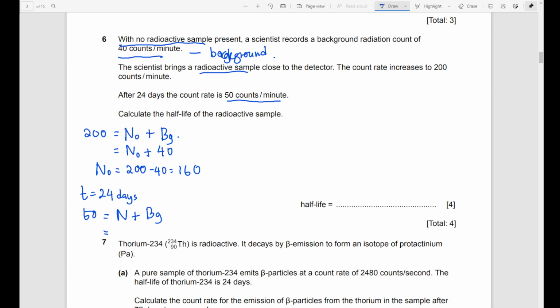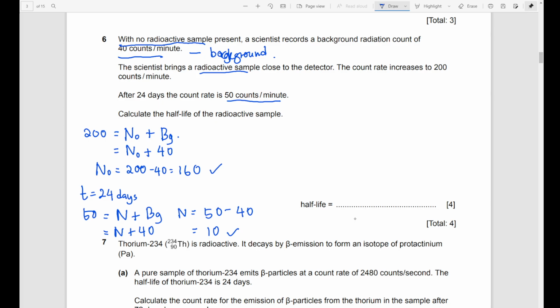Since the scientist is working at the same place, that means the background will be the same, which is 40 counts per minute. So N plus 40. So you can find the reading produced by the sample after 24 days. It is actually N equals 50 minus 40, so you will get 10 counts per minute. So now you have the initial reading and then the reading after 24 days.